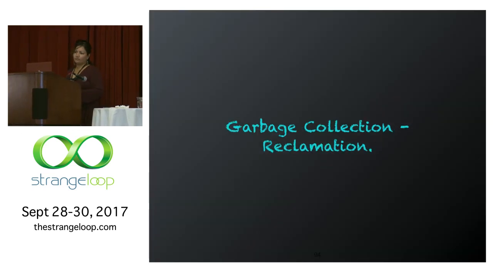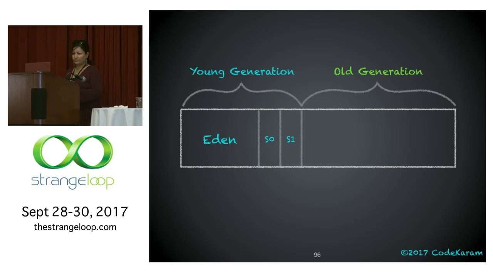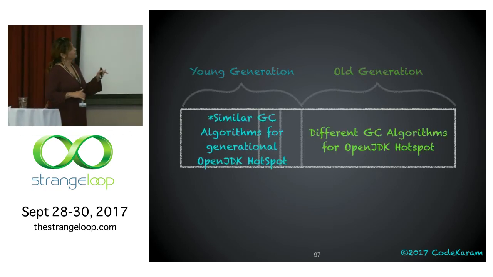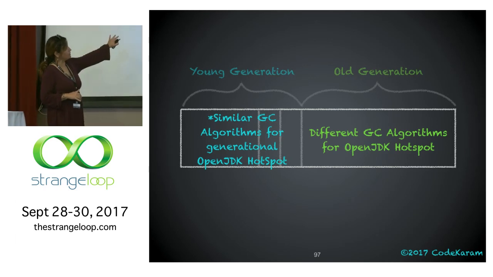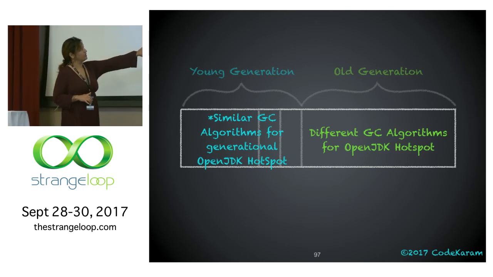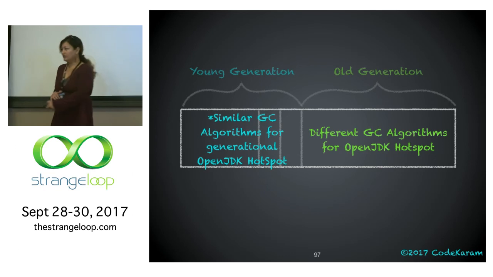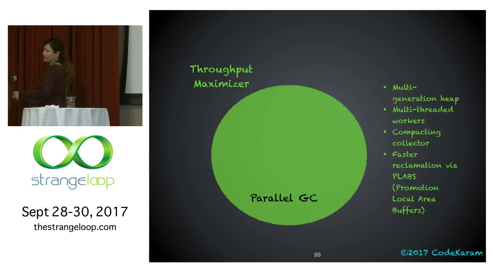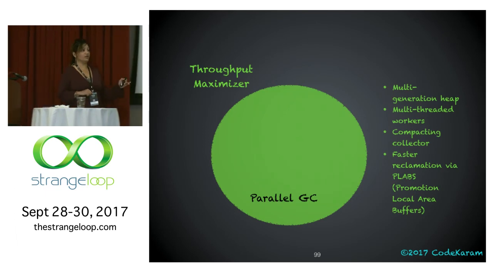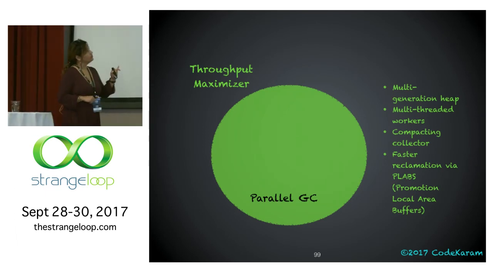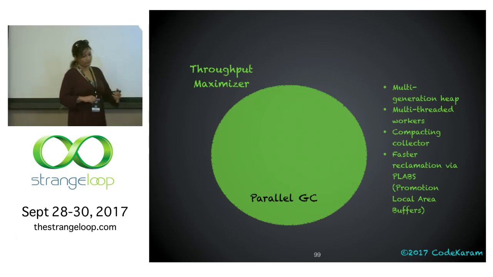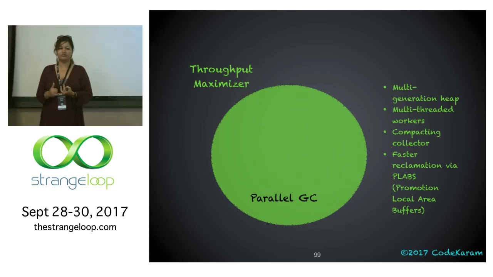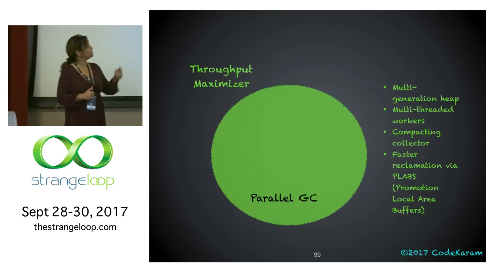I was going to talk about reclamation. Like I said, the GC algorithms for generational OpenJDK HotSpot are similar, but the only difference is in the old generation algorithms, okay? So we have 3 different kinds that I want to cover here. The first one is called parallel GC. It's also what I like to call the throughput maximizer. It has a multi-generational heap, of course, young and old generation. It has multi-threaded workers. Remember the parallel GC worker threads count that I mentioned.